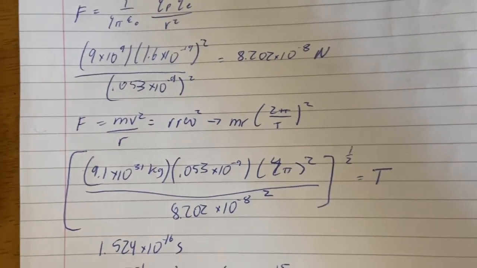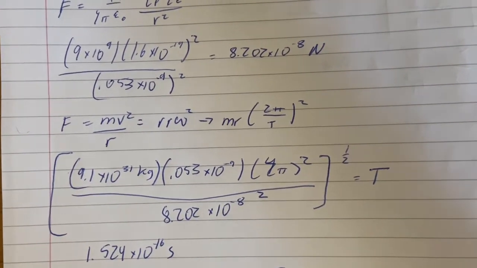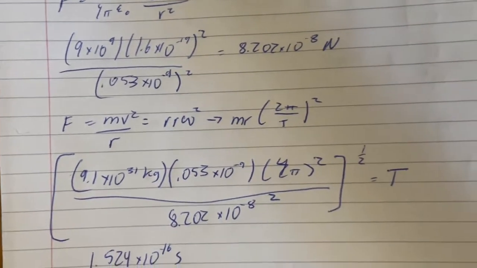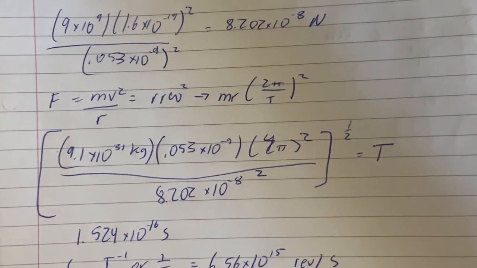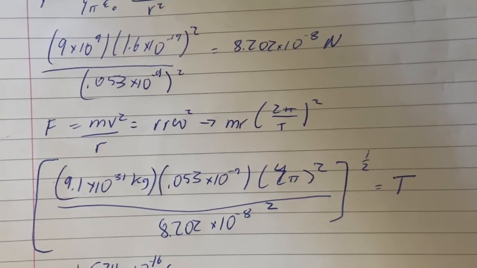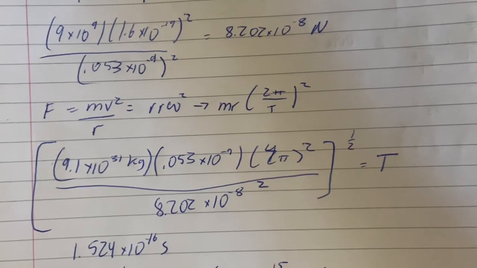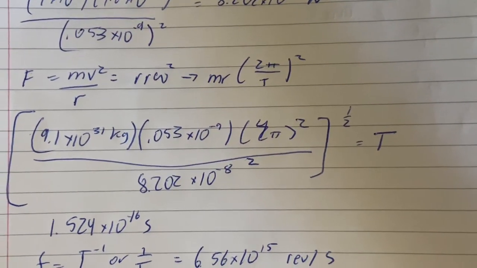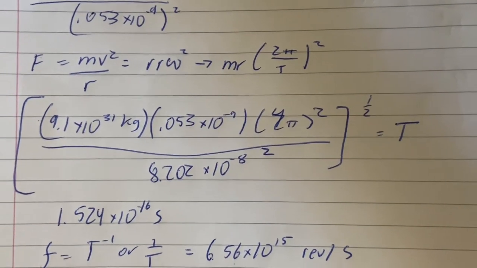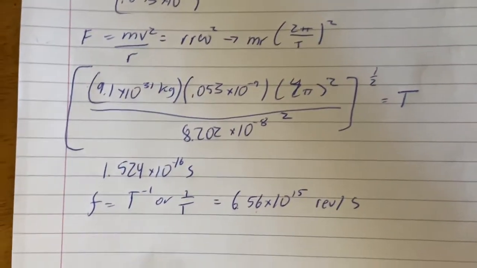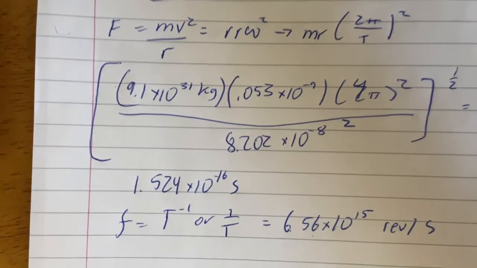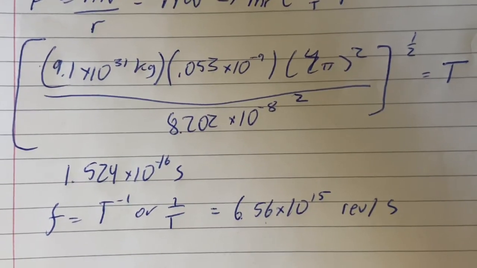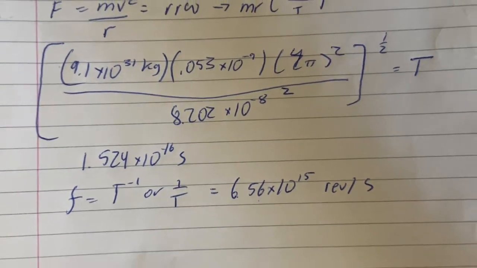And also we use the force between an electron and a proton to ultimately isolate for that T, the period, which is going to turn out to be 1.524 times 10 to the negative 16th seconds. And to get the orbital frequency, it's going to be 1 over the period, which is going to be 6.56 times 10 to the 15th revolutions per second.